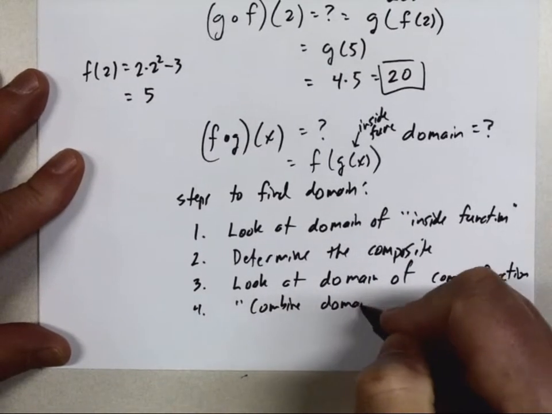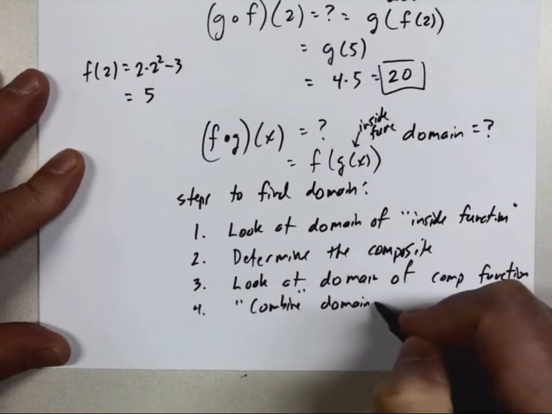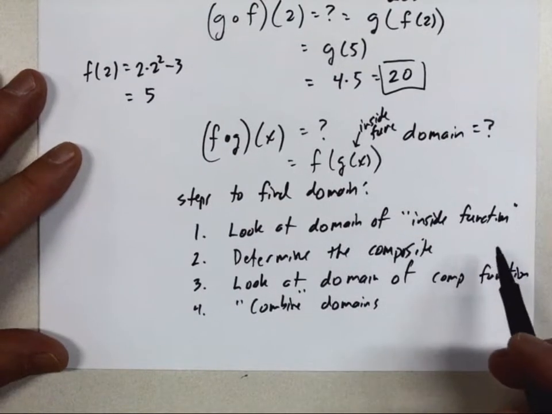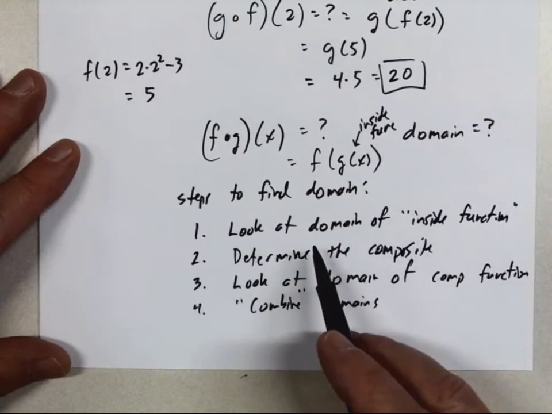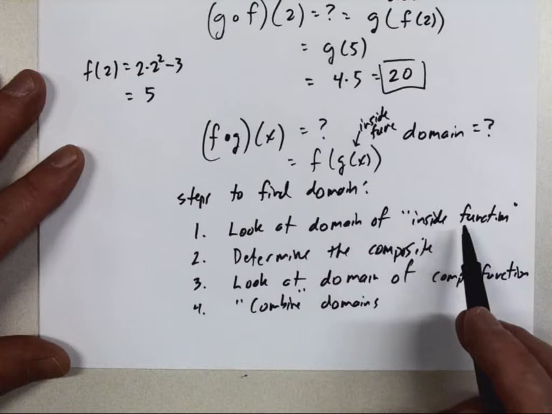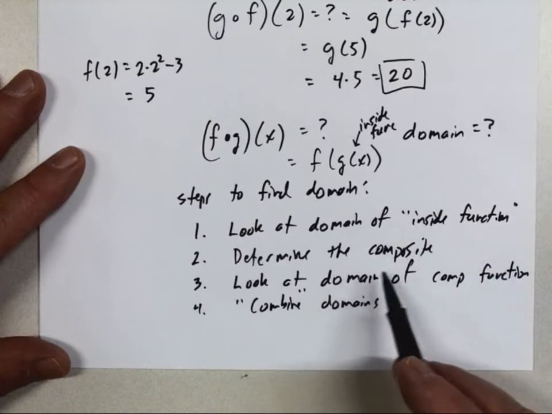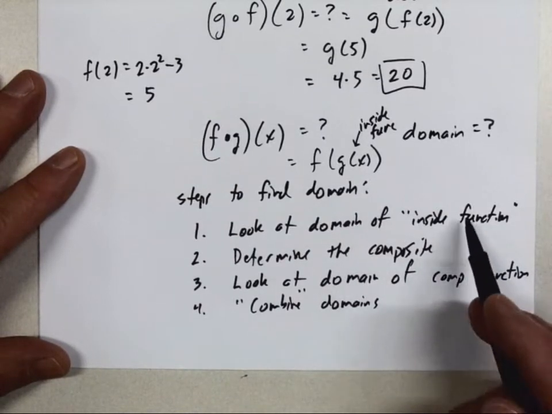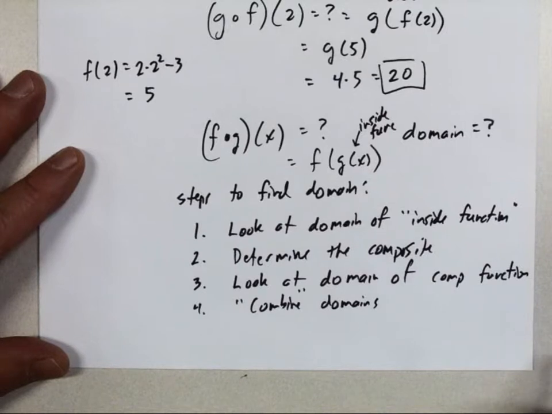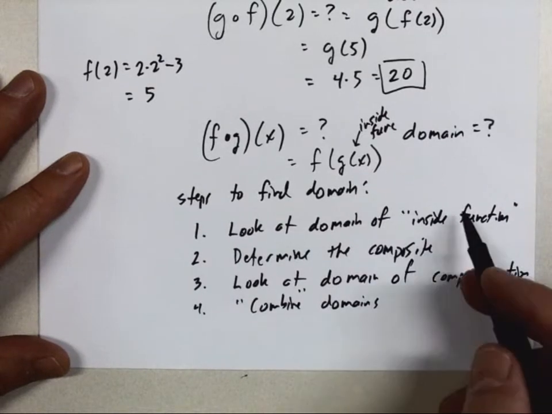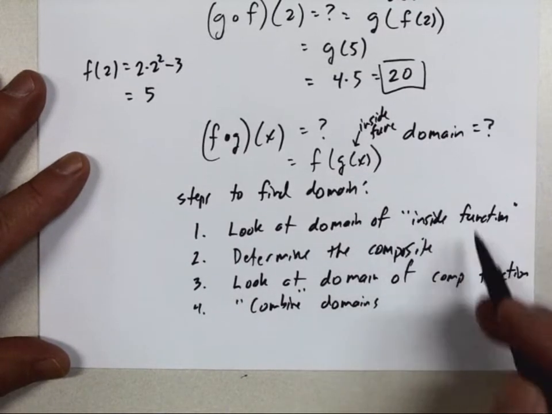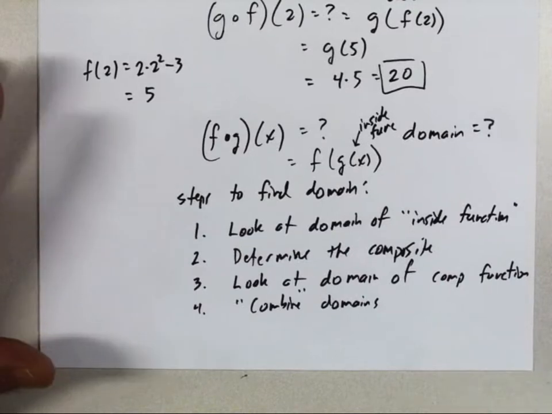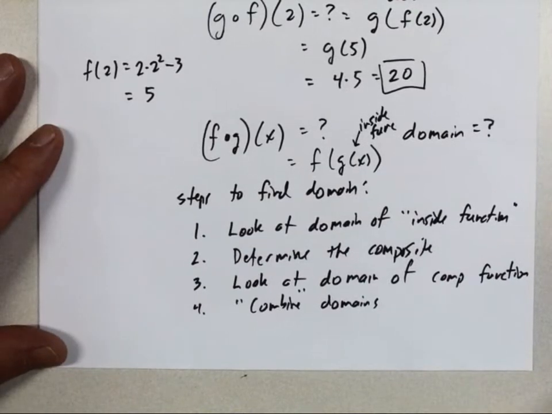And then at the end, I'll just write here combined domains, because we've looked up 2 different domains. You looked up the domain of the inside function and the domain of the composite function. You have to sort of combine these domains. Whatever is not allowed in either of these functions, that is not part of the domain.